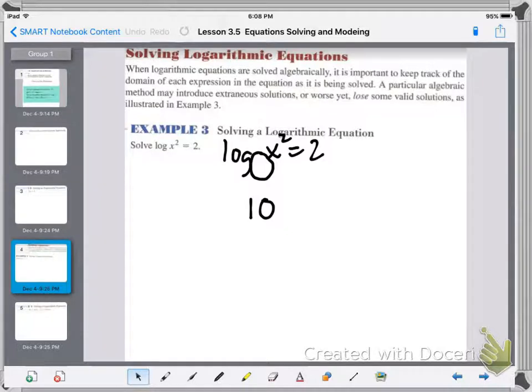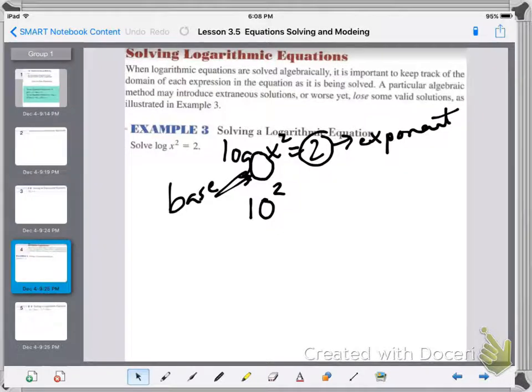Okay? Now, that's the exponent. That right there is the base. And again, if there's nothing there, it's a 10. And then the x squared goes on the other side. Okay?